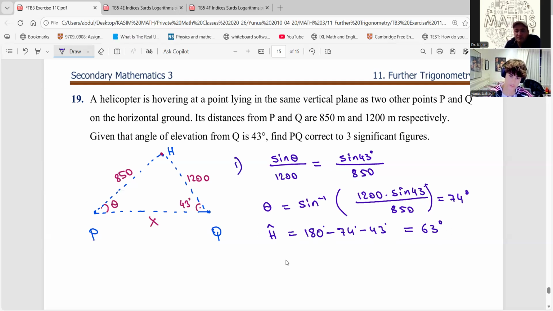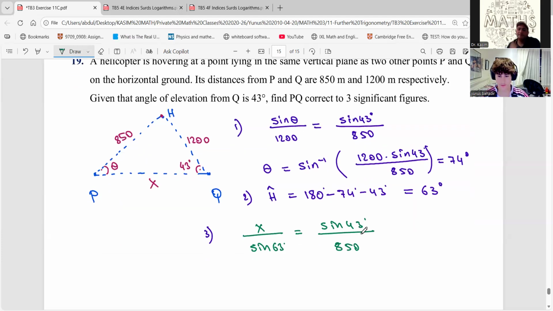Okay, that's our first step, and that's our second step. And the third step, we can find X. Now we can use any of the ratios because we have H. So let's use sine of 43 again. Since we are finding X, let's write X at the top over sine of 63, and I can just use the first ratio, already given.